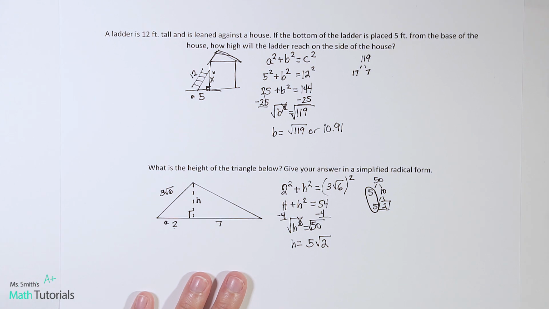Now, I could put it in my calculator and just see approximately how much that is, just for good reference. 5 square root of 2 is 7.07, so whatever measurements these are, whether it's 2 feet or 2 inches, this would be 7.1 inches or feet. So good to know.